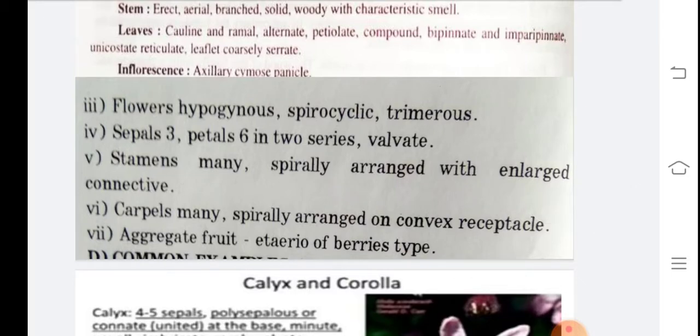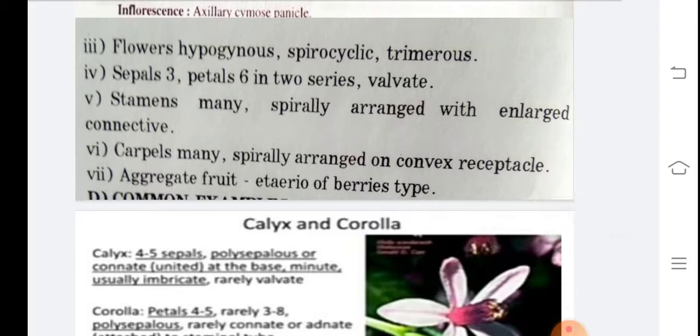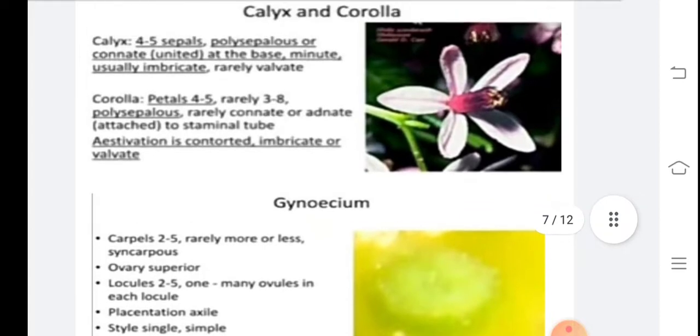Already we have seen the LS of the flower. So after LS, this condition shows either hypogynous or epigynous. Then sepals 3, petals 6 in 2 series, and valvate aestivation. Stamens many, spirally arranged with enlarged connective. And the carpels many, spirally arranged on the convex receptacle. So these are some characteristics.